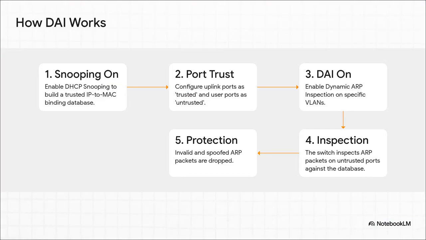So the whole process works like a multi-stage security checkpoint. Step 1, DHCP snooping builds that trusted guest list. Step 2, you tell the switch which doors to guard. You mark all your user ports as untrusted. Then, Step 3, you enable DAI. The switch now becomes an inspector at those doors, validating every single ARP packet against the list. Anything fake or spoofed is just dropped. Denied entry. Simple as that.